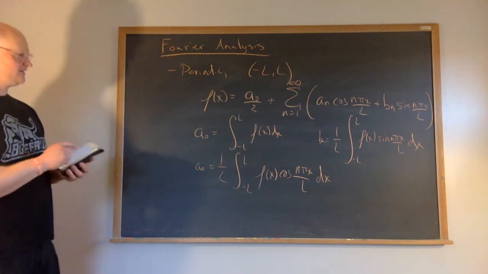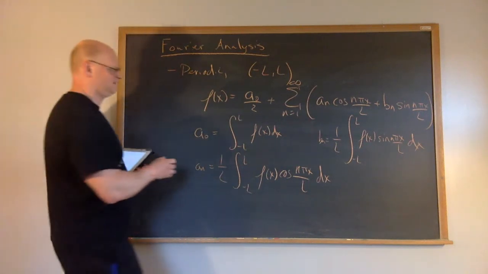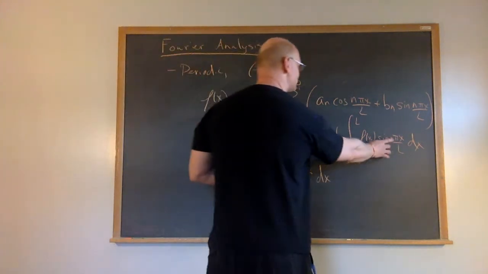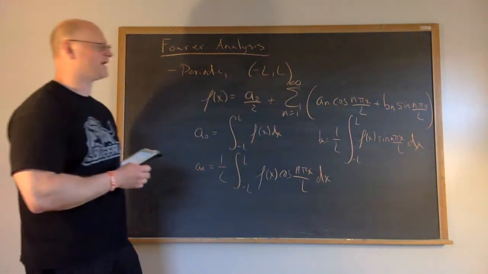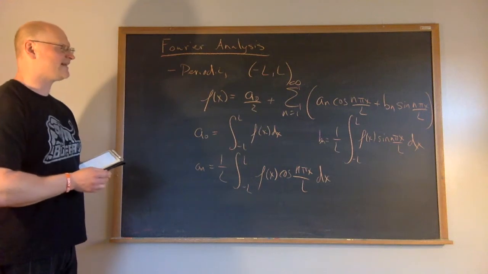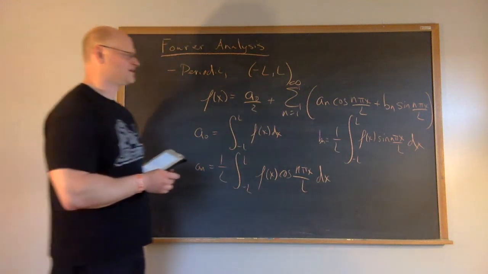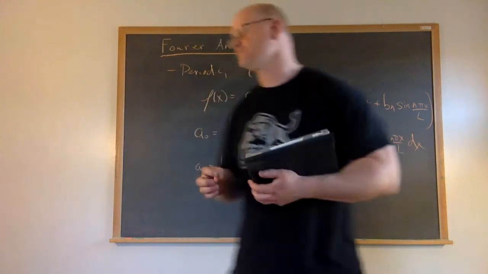Now, the fact that this is a cosine and this is a sine actually comes from the orthogonality condition of the sines and the cosines. I'll write that out in just a second.